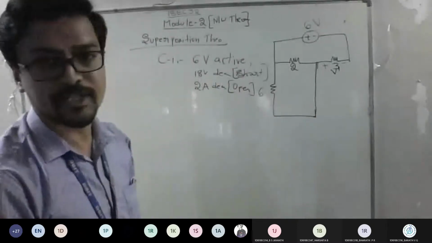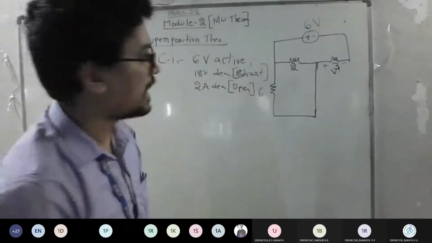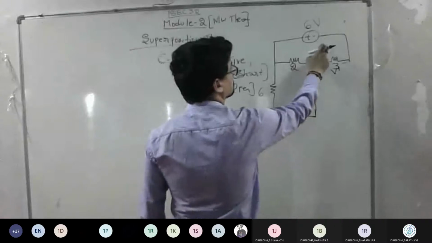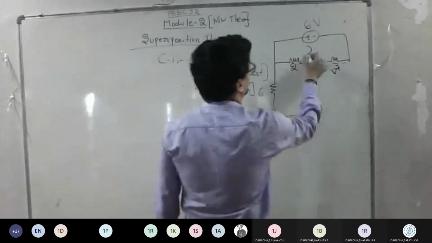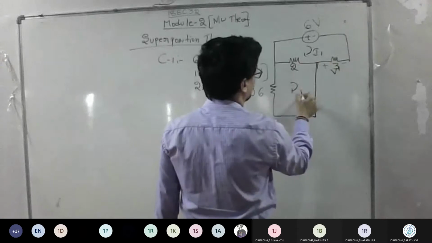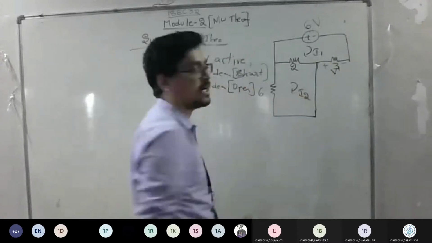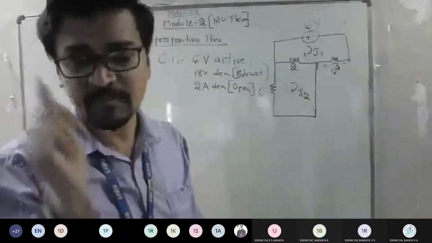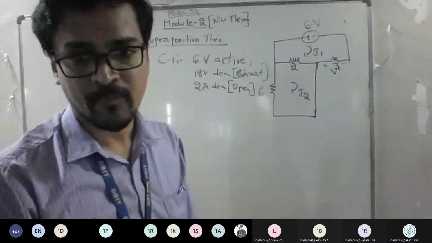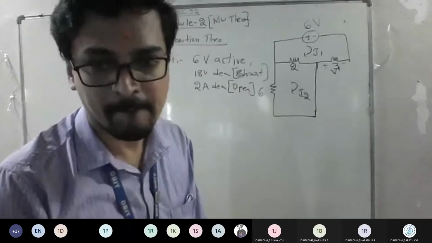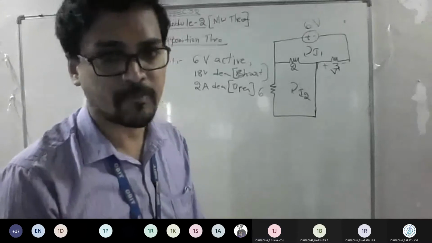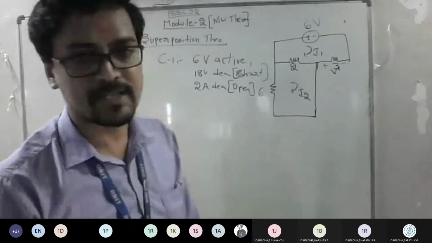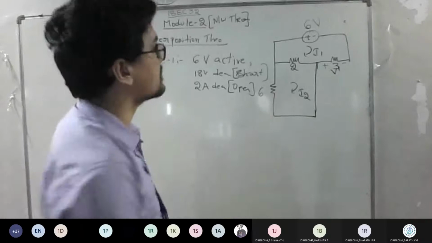So what is the logic now? To find V dash, I need to find this current. The task is the current across the 3 ohm. If you take this as I1 and this as I2, you need to find I1 across the 3 ohm. Agree? So apply your normal mesh analysis logic and tell me what is the equation.